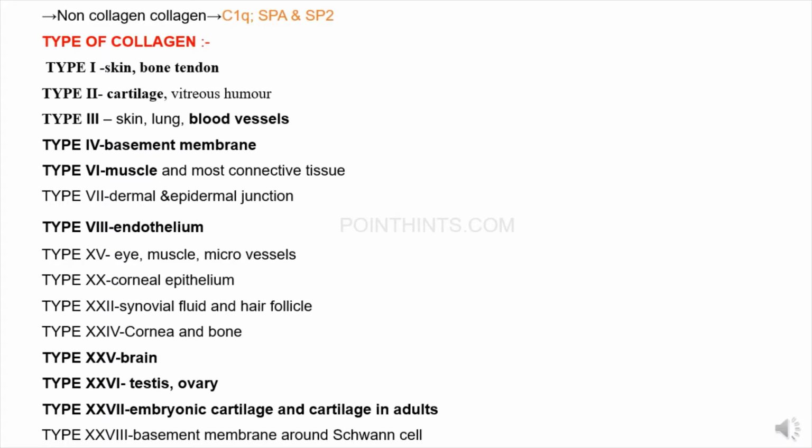Types of collagen. We are going to look at the main types of collagen. Type 1: skin, bone, tendon. Type 2: cartilage. Type 3: blood vessels. Type 4: basement membrane. Type 6: muscle. Type 8: endothelium, which is blood vessels. Type 25: brain. Type 26: testis, ovary. Type 27: embryonic cartilage and cartilage in adults.